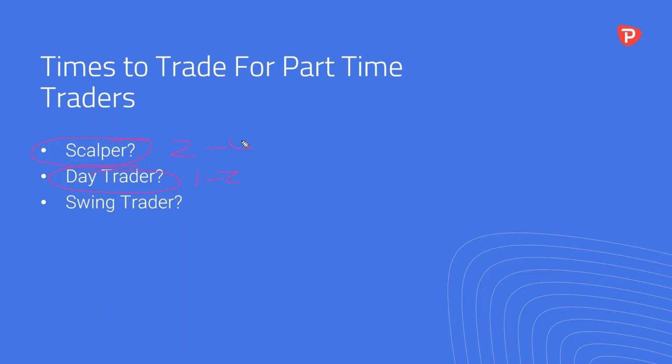A scalper might have to put in 2 to 4 hours a day. And then there's the lazy swing trader. Sometimes the swing trader can be putting in about 45 minutes a day and actually get some great setups. So I think it's important that you understand how much time you can dedicate to your trading.